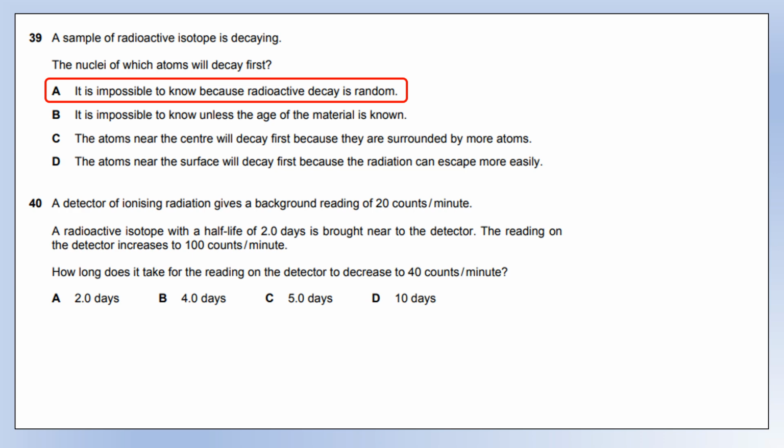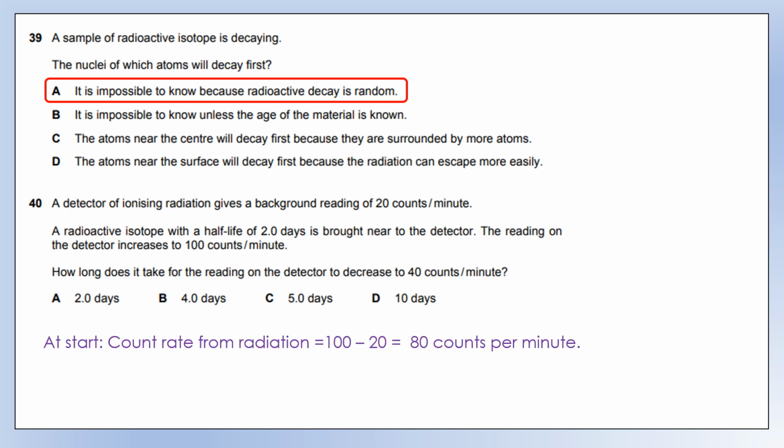A detector of ionizing radiation gives a background reading of 20 counts per minute. A radioactive isotope with a half-life of 2 days is brought near to the detector. The reading on the detector increases to 100 counts per minute. How long does it take for the reading on the detector to reach 40 counts per minute?